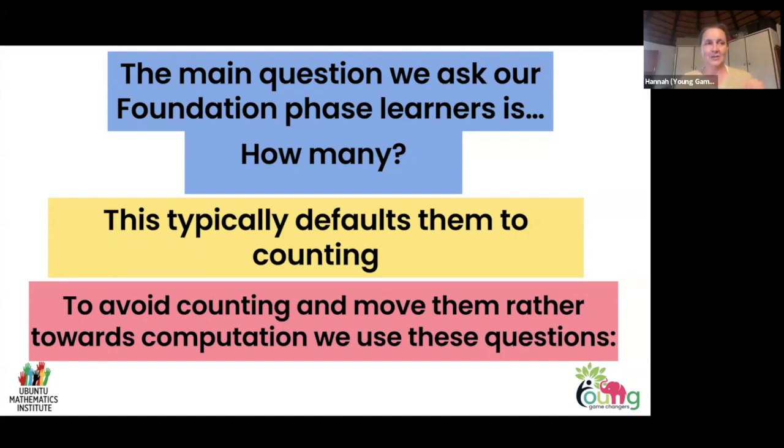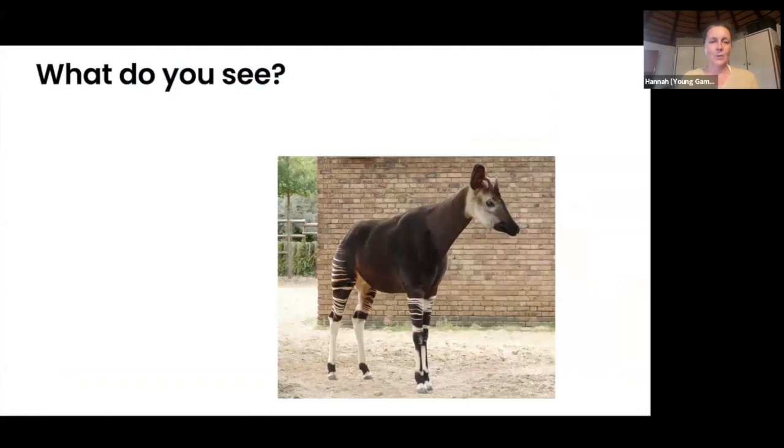And we'd love them to be noticing it even when we're not saying how many. And so the question how many typically defaults them to counting. And to avoid this, we have 2 questions that we rather ask them. And the one question is, what do you see?